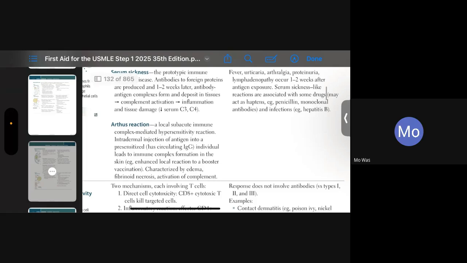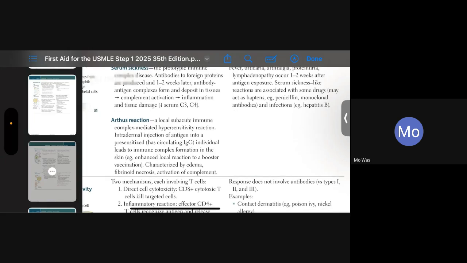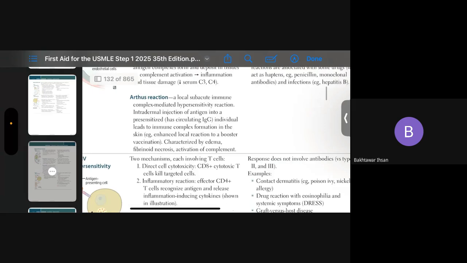It's seen in booster vaccinations. Okay, seen in booster vaccination. That's also an example of type 3 hypersensitivity, right? So basically in booster vaccination, we can have an intradermal injection of an antigen, and as a result of that, we can have antibodies against that antigen. That's an example of type 3 hypersensitivity. And immediately we are going to be having edema, fibrinoid necrosis, and activation of complement system, and fever as well. So these are the things which are basically seen in Arthus reaction.